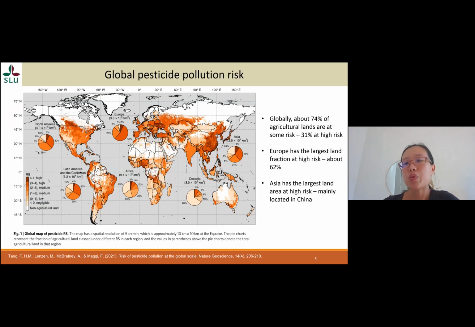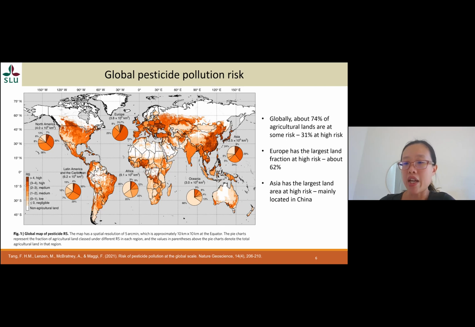In this study, we see that about 74% of global agricultural land is at some risk of pesticide pollution, and about 31% is even at high risk. Looking at the map, we can see that the risk is distributed quite heterogeneously. If we focus on Europe, it is the continent that has the largest agricultural land fraction at risk, and about 62% is at high risk.